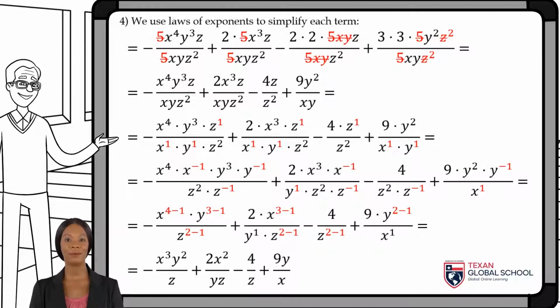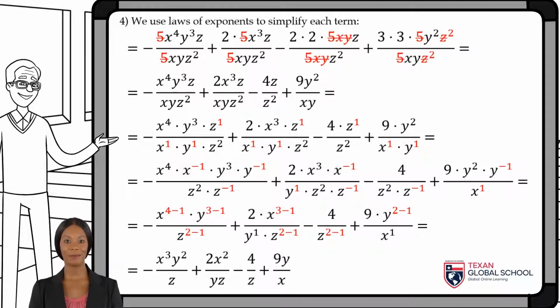In the third term, we cancel 5xy, since they are identical factors in both the numerator and the denominator. In the last term, we cancel 5z squared. We then continue to simplify each term as a monomial by monomial, using the laws of exponents. In the first term, we move to the numerator x and y as x to the minus 1, y to the minus 1. We then move to the denominator z, as z to the minus 1.